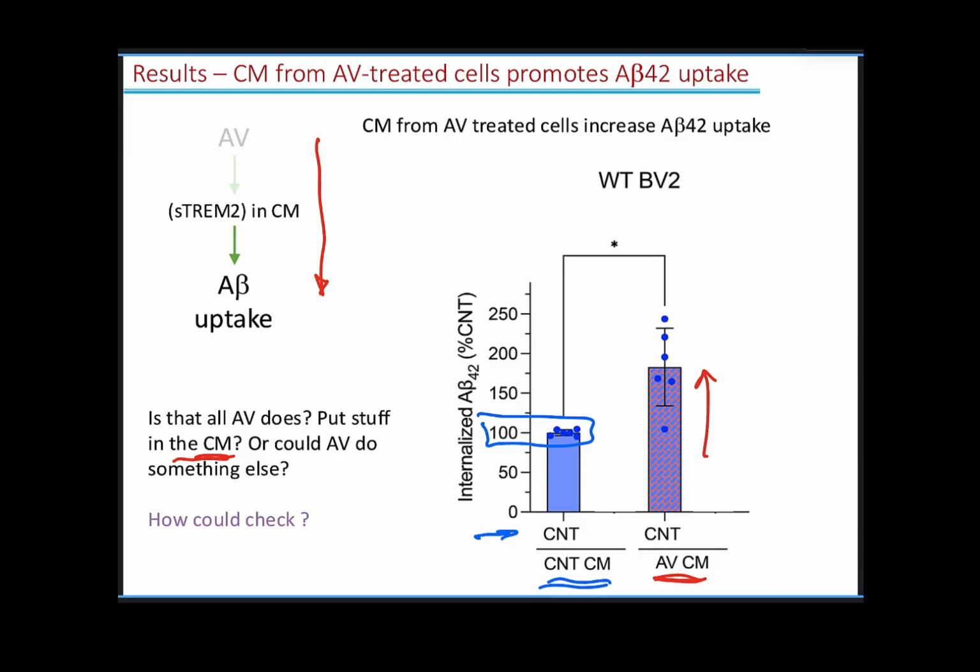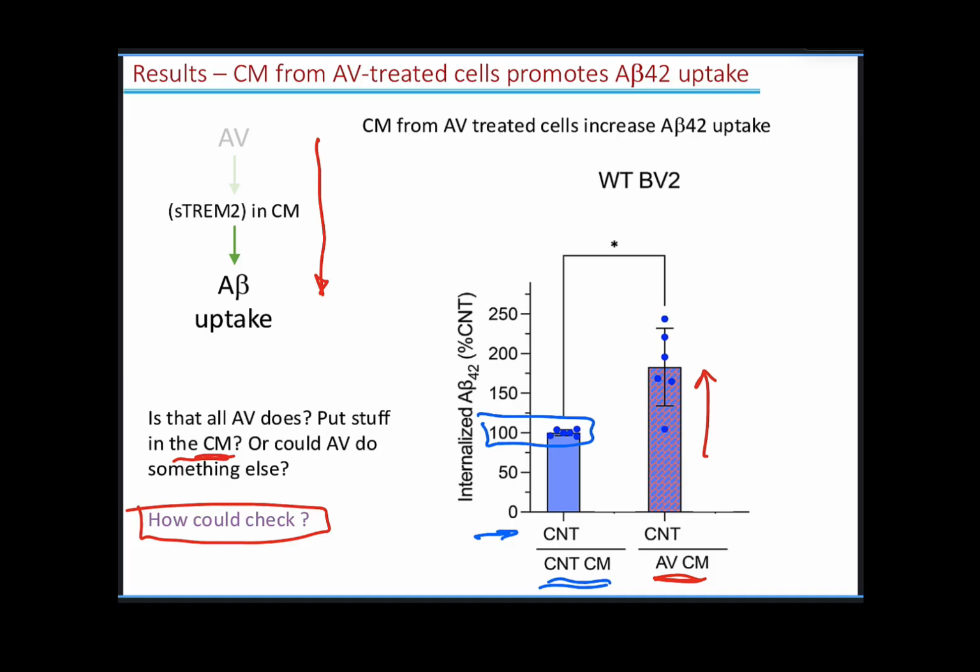In other words, for now we're going with: you add AV to microglial cells and they start pumping out a lot of S-TREM2, which might facilitate A beta uptake. But is that all AV does? Or could it be acting through parallel pathways as well that simultaneously contribute to increasing A beta uptake, right? Or could AV do something else? How would you check if AV could be doing something else?